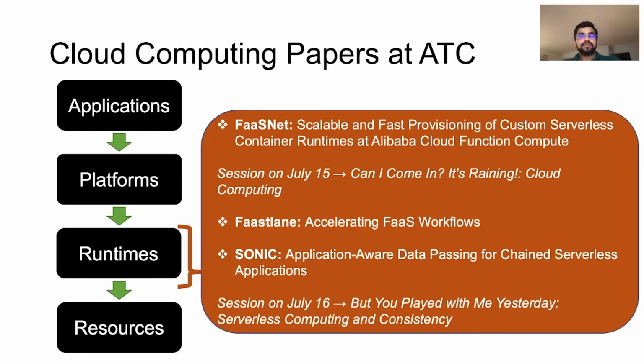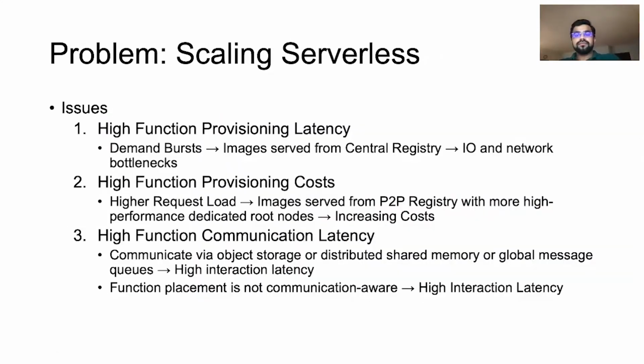Next, we have three papers that look at optimizing the serverless runtime layer. Fastnet looks at reducing function provisioning latency and also costs, while Fastlane and Sonic look at reducing function communication latency. Before we look at key ideas of these systems, let's look at three main issues with scaling serverless.